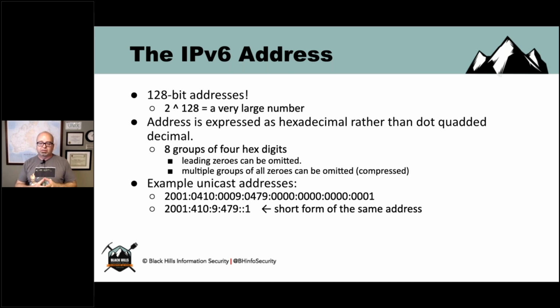No, it's not. But it does have a bigger address, 4 times the size of IPv4. The address is expressed as hexadecimal rather than dot-quaded decimal. So 8 groups of 4 digits. You can eliminate zeros in an IPv6 address. So if you have consecutive groups of zeros in the address, you can actually use the short form notation, and these 2 addresses on the screen are in fact the same IPv6 address.